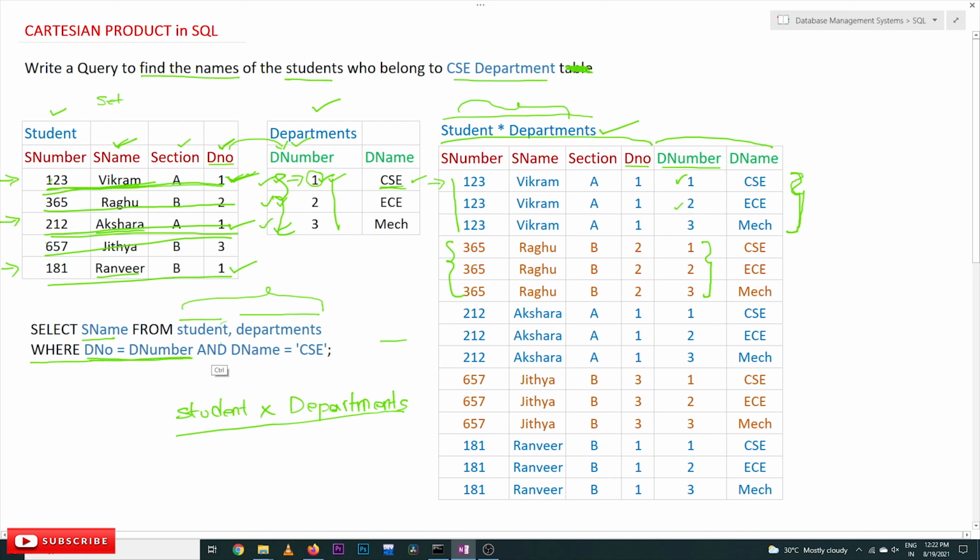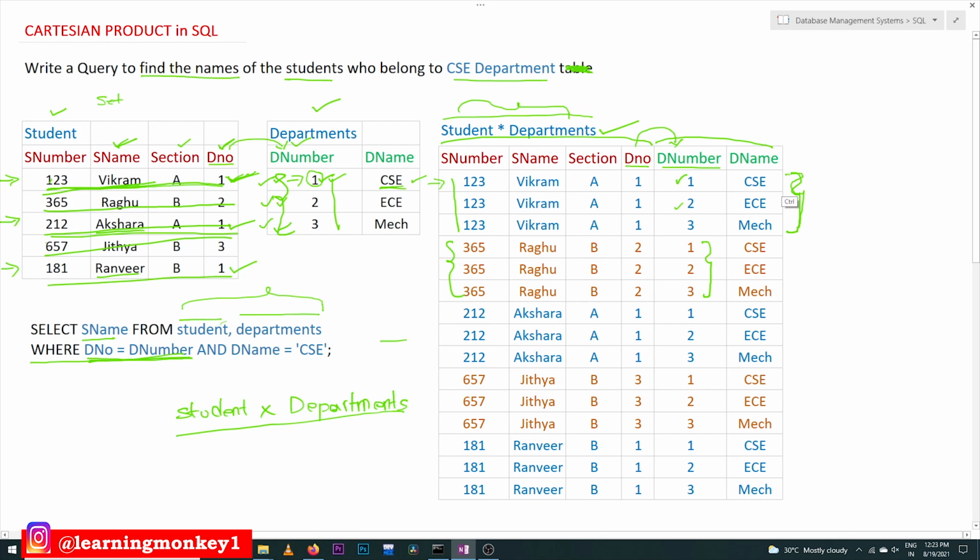Why I have written this condition is these two tables are related based upon these two columns, where DNO of the student table is equal to D number of the departments table. So whenever this condition is true, from this combination of all these values, we are going to get the students from this Cartesian product, we are going to get the department to which the students belong. So let's try to understand it very simply, because this is a very important concept to understand, so try to focus more on this.